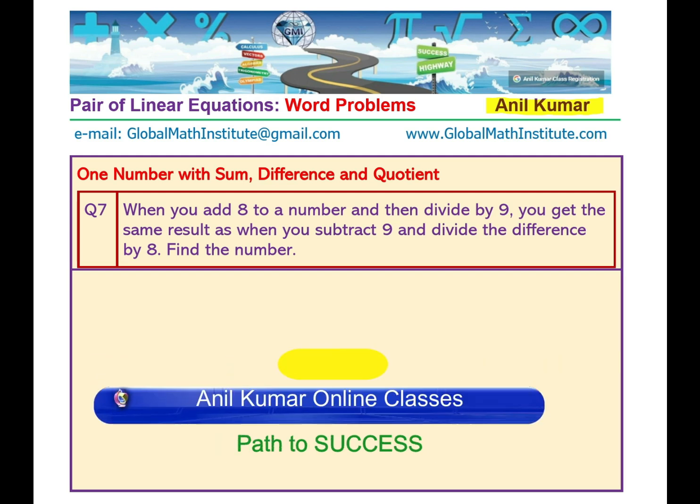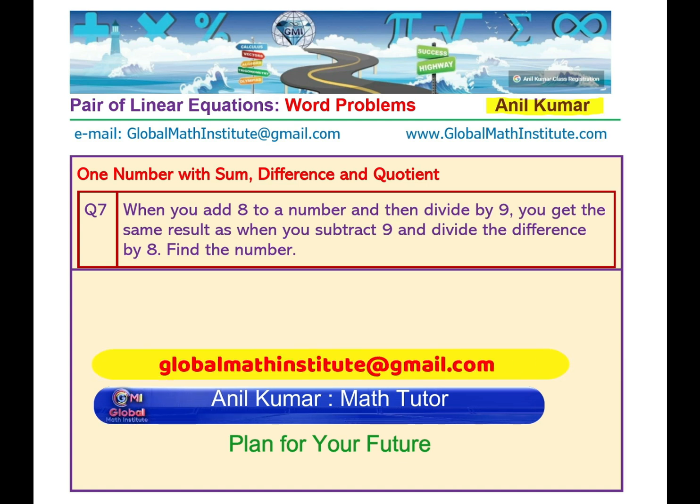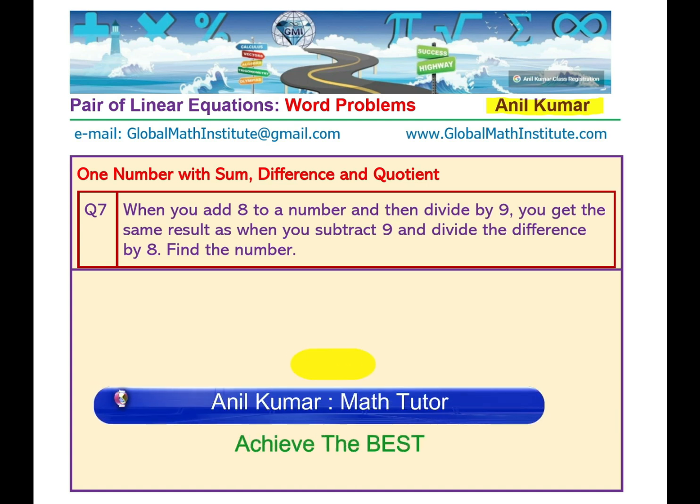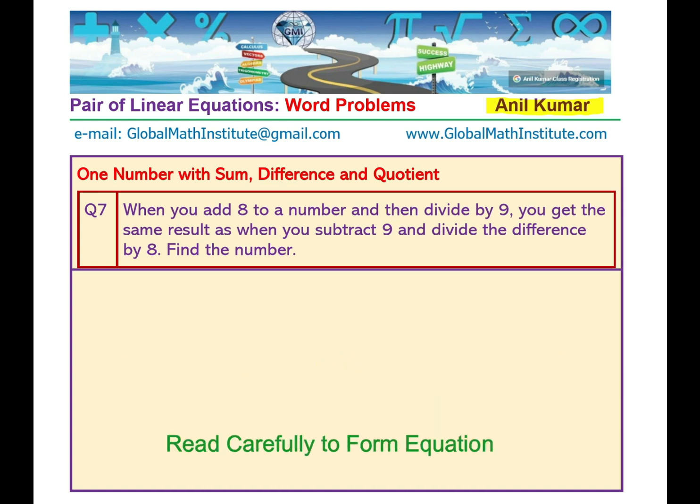Right, question number 7. When you add 8 to a number and then divide by 9, you get the same result as when you subtract 9 and divide the difference by 8. Find the number. So you'll focus on the first sentence, which is, when you add 8 to a number. It is a phrase which means, if the number is x, right? So we'll always take x and y as our two numbers.